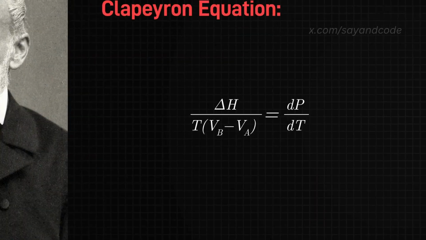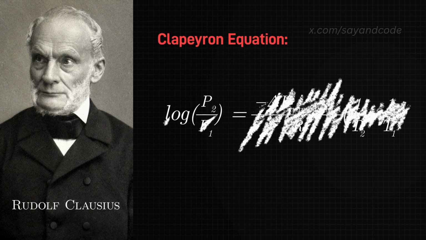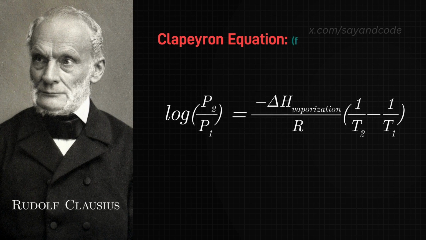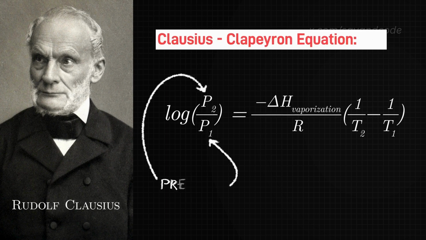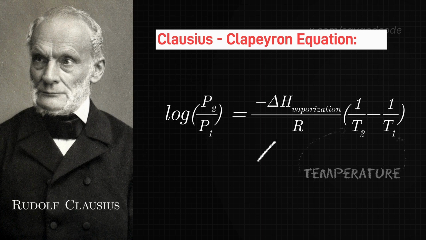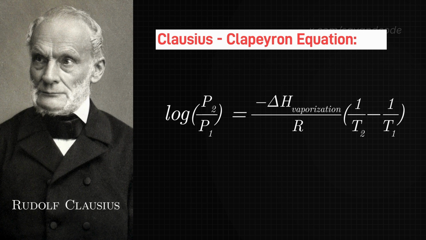A German scientist, Rudolf Clausius, built upon the work of Clapeyron and applied the idea of the Clapeyron equation, specifically for phase change from liquid to vapor. This is called the Clausius-Clapeyron equation, where P is the pressure, T is the temperature, R is the gas constant, and delta H vaporization is the latent heat of vaporization. We can use this equation when liquid changes to gas, in order to understand the change in boiling point, for a given change in pressure, as long as the latent heat of vaporization is known.